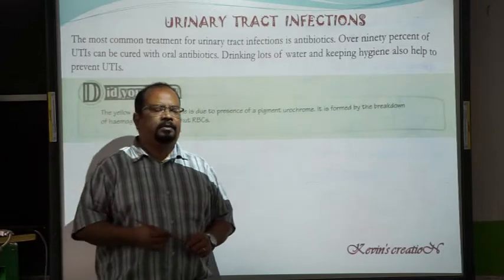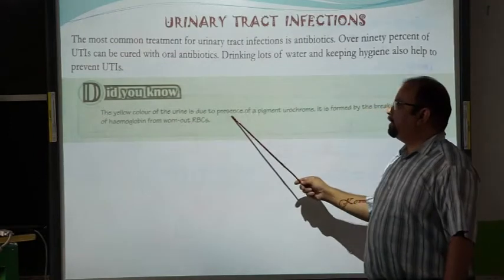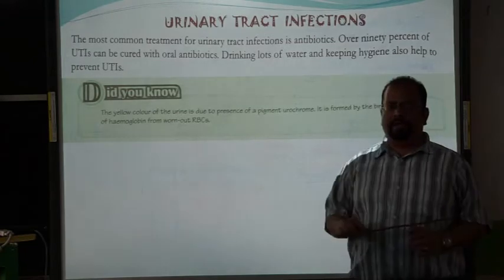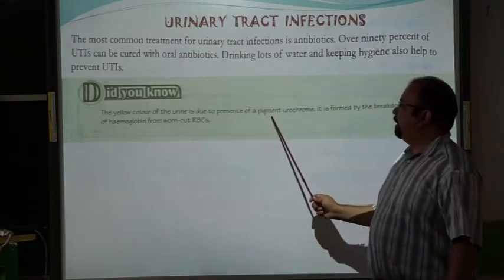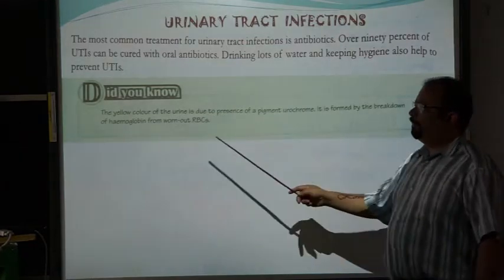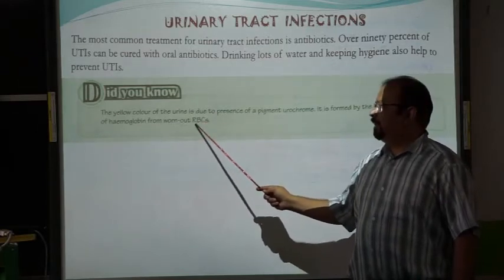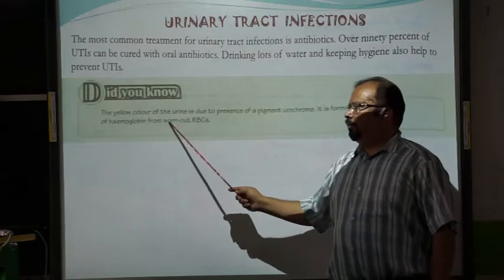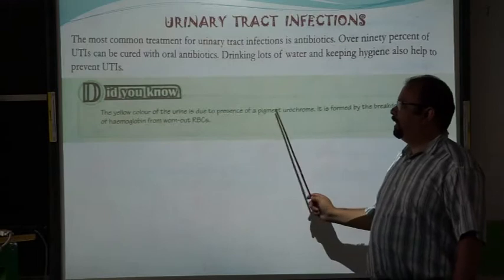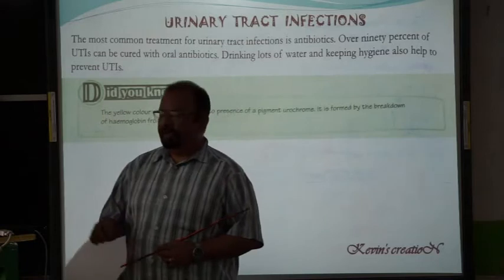Now something for you to know. Did you know? The yellow color of the urine is due to the presence of a pigment called urochrome. The other day I told about bilirubin, that is also one of them. So this gives yellow color. It is formed by the breakdown of hemoglobin and worn out RBCs, that means red blood cells. Breakdown of hemoglobin, you get urochrome. It's a pigment which gives yellow color to the urine.